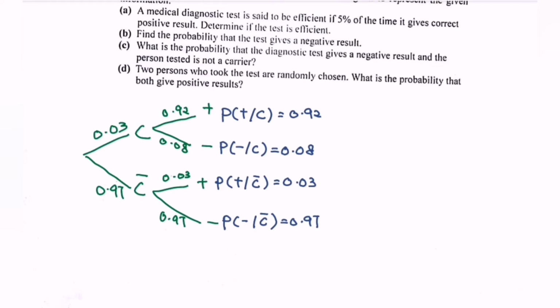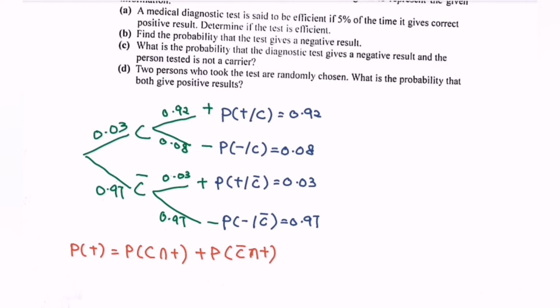Kindly refer to the question. A medical diagnostic test is said to be efficient if 5% of the time it gives a correct positive result. Determine if the test is efficient. So here we are going to find the positive result. The probability that we have a positive is equal to the probability for the positive, where we will have the situation carrier and positive plus non-carrier and then positive.